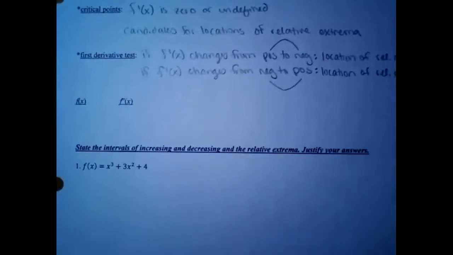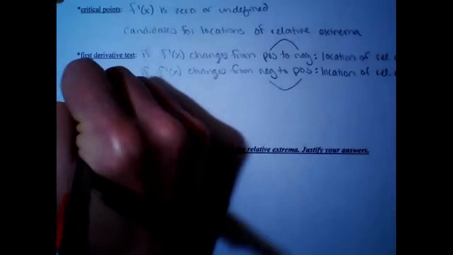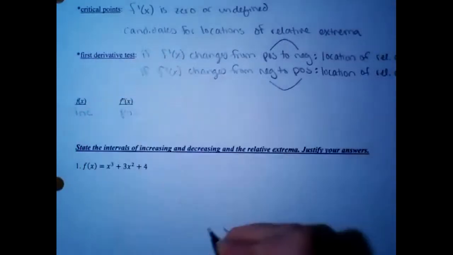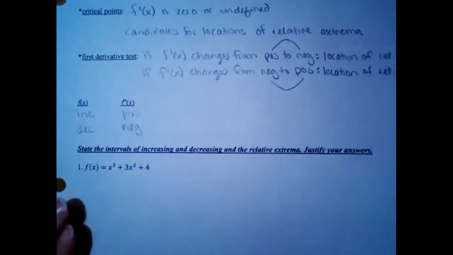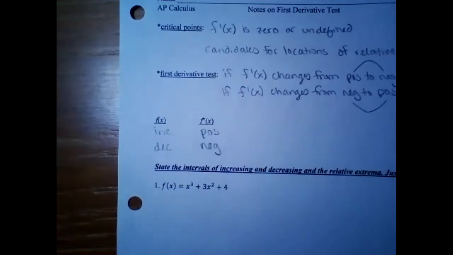And then I always write this out. This is like your little cheat sheet, and we're going to add on to this next time. Where the original function is increasing, the derivative is positive, and where the original function is decreasing, the derivative is negative. So it all makes sense logically. It's not weird or backwards. Increasing, positive, decreasing, negative.